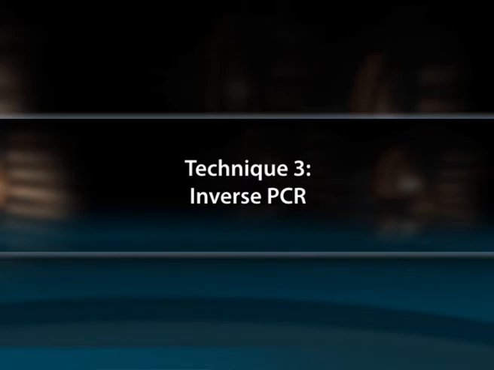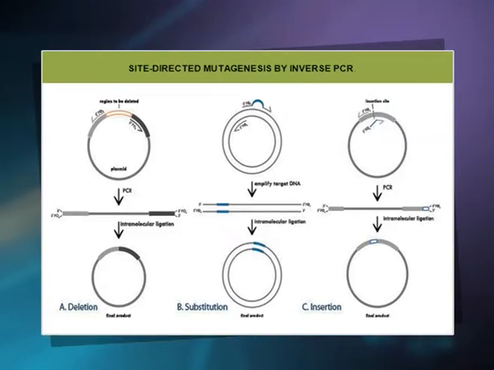Technique 3. Inverse PCR. Inverse PCR enables amplification of a region of unknown sequence using primers oriented in the reverse direction. An adaptation of this method can be used to introduce mutations in previously cloned sequences. Using primers incorporating the desired change, an entire circular plasmid is amplified to delete, change or insert the desired sequence.